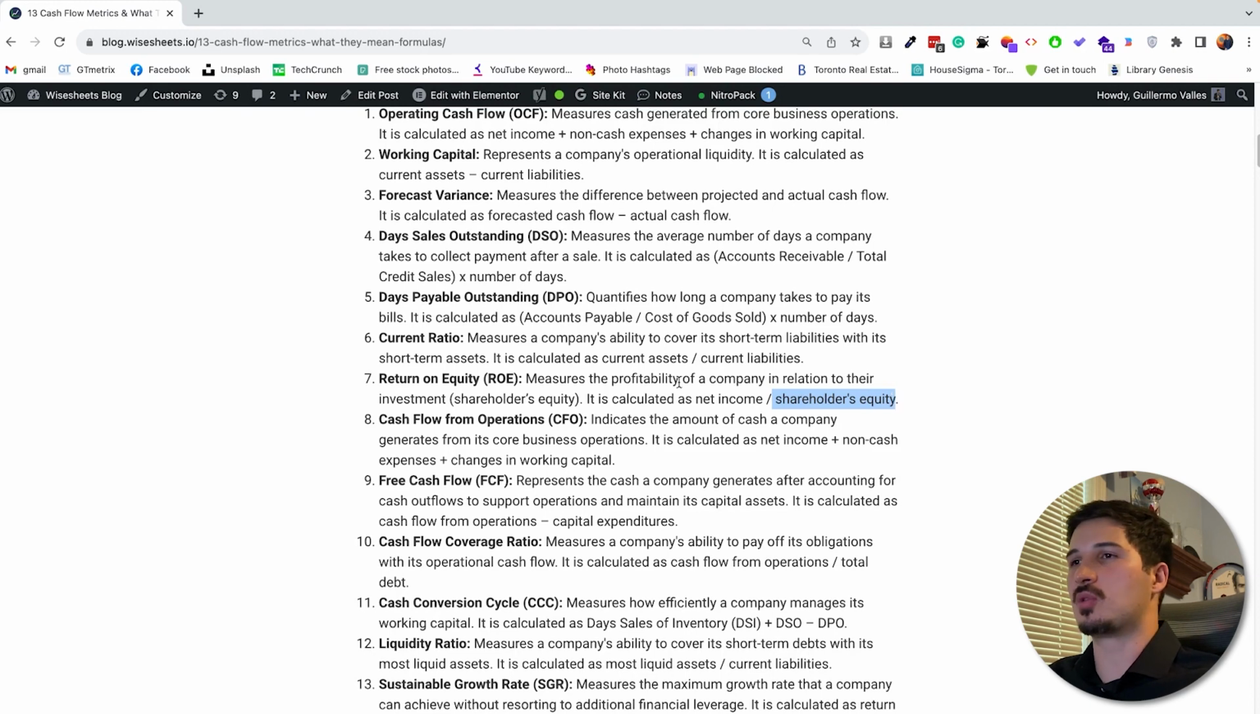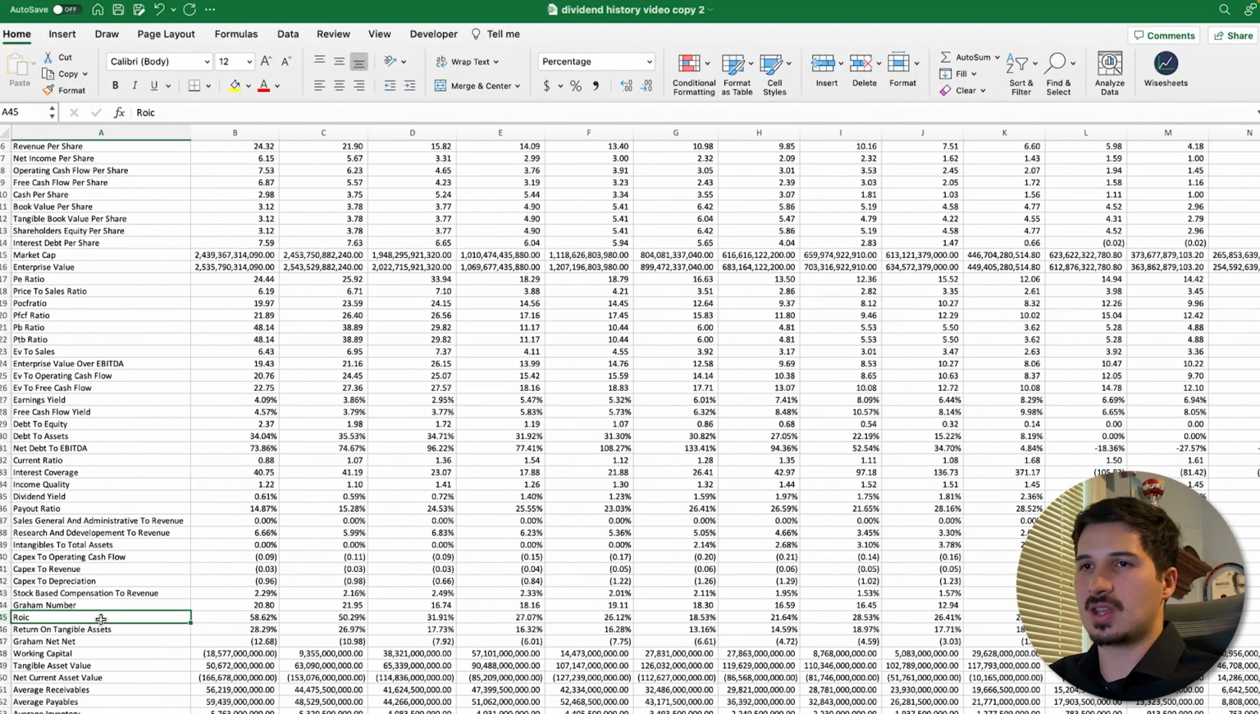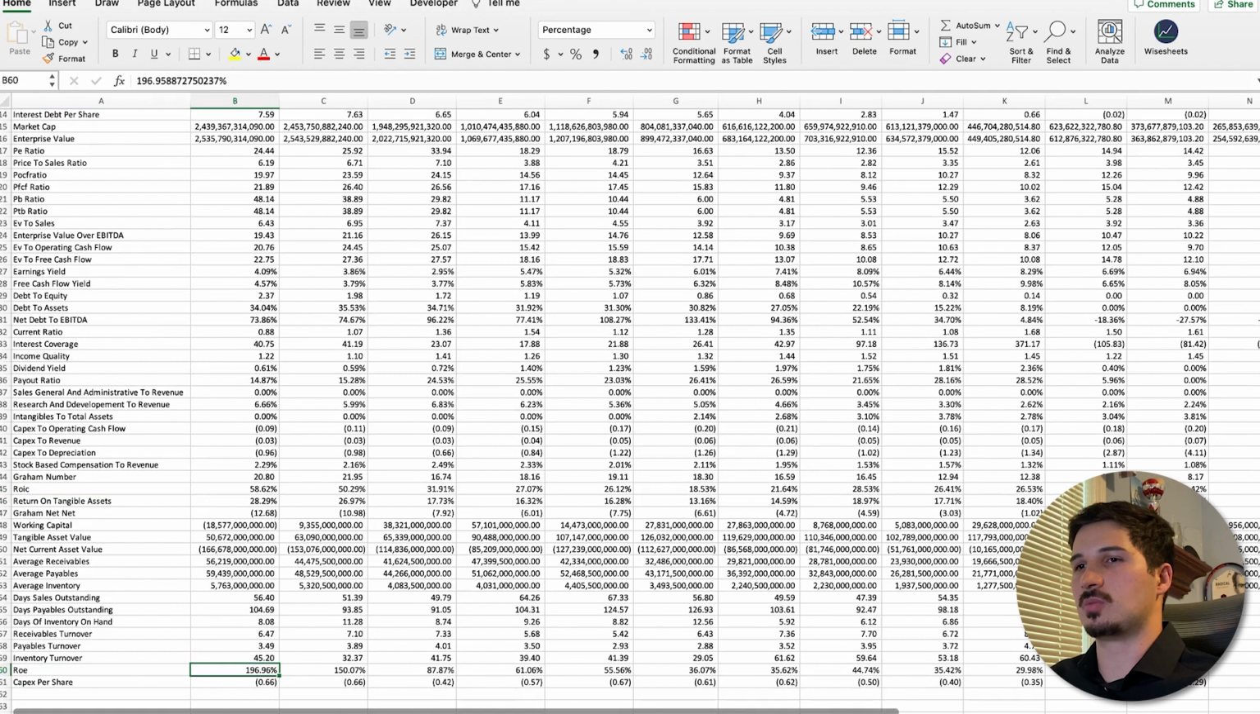So if you see a number like 30, 40, 20%, it really depends on the industry. That is a really good indicator. And obviously if it decreases over time, that is not a really good sign. As you can see for Apple, you can see the ROIC. This is the return on invested capital, and the return on equity is right here. So for Apple, this number seems to be extremely high, 196%, 150%, 87%. These numbers are really great, and this indicates that this is a really good company.